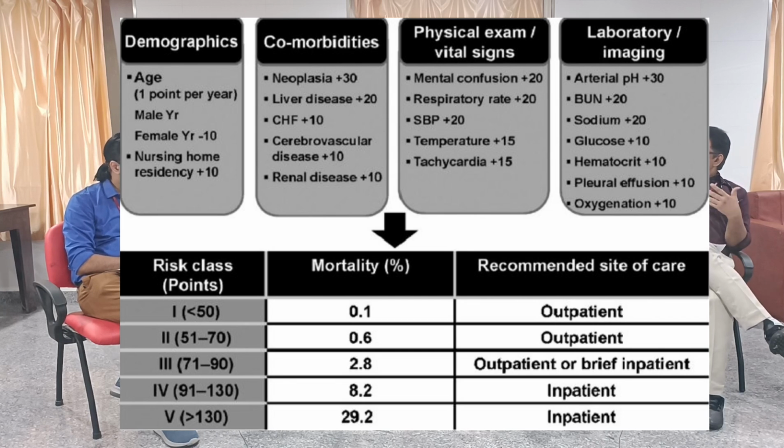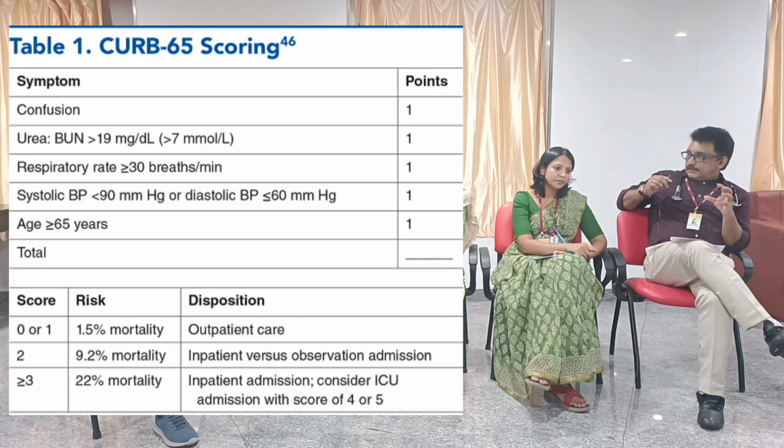Okay. So depending on the severity, you may discharge the patient, you may admit the patient in a ward, you may admit in ICU, HDU, all these things. Right. But the other score is very simple. You can remember the CURB 65 score. Okay, sir. In that CURB 65, C stands for confusion.